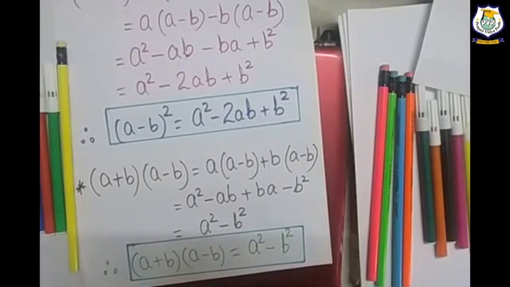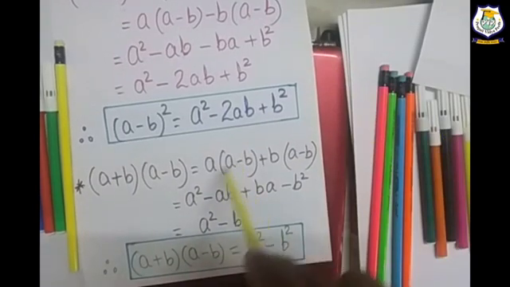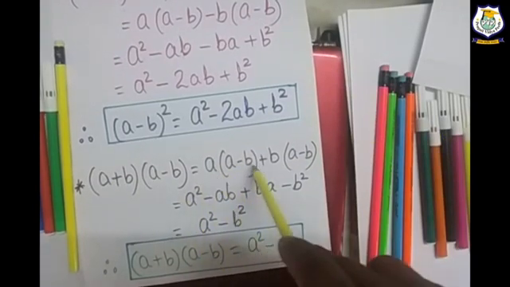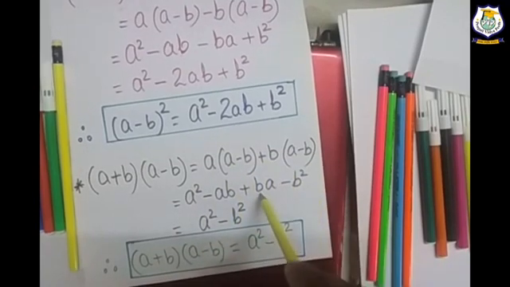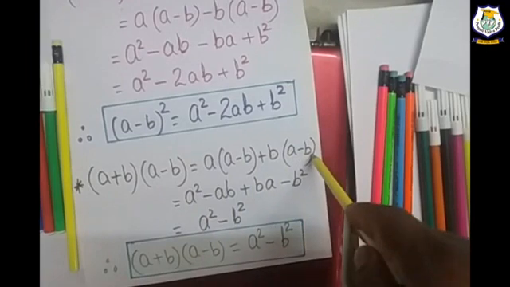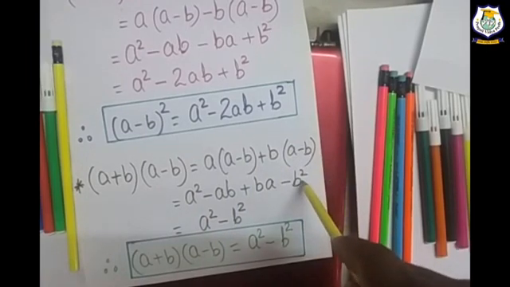After that, the terms are quite simple. A multiplied by a is a square. A multiplied by minus b is minus ab. Plus b multiplied by a, we get plus ba. Plus b multiplied by minus b, we get minus b square.